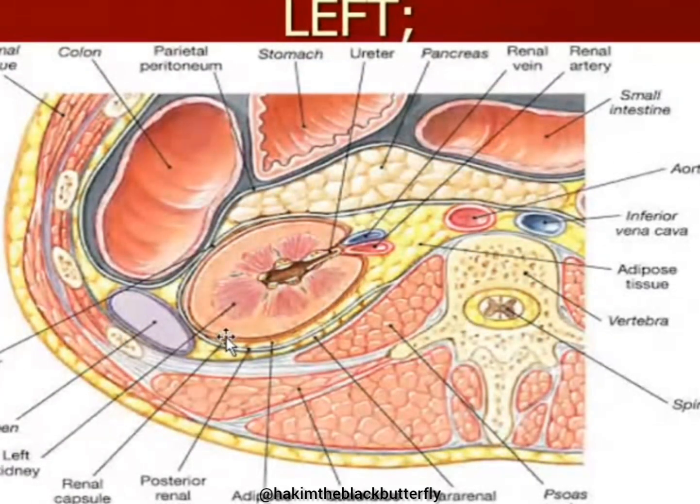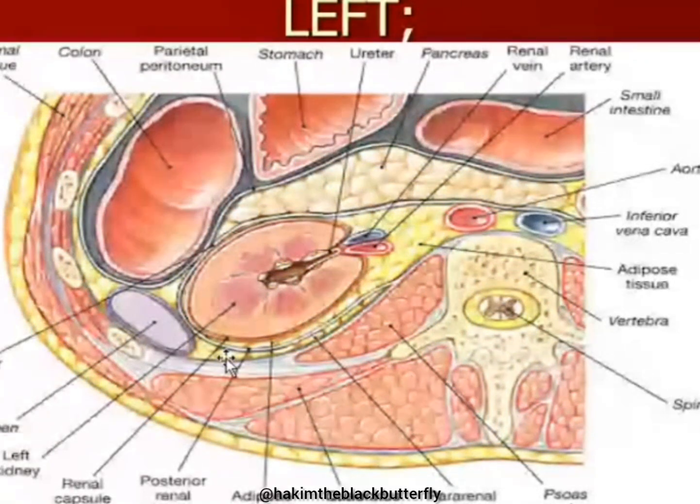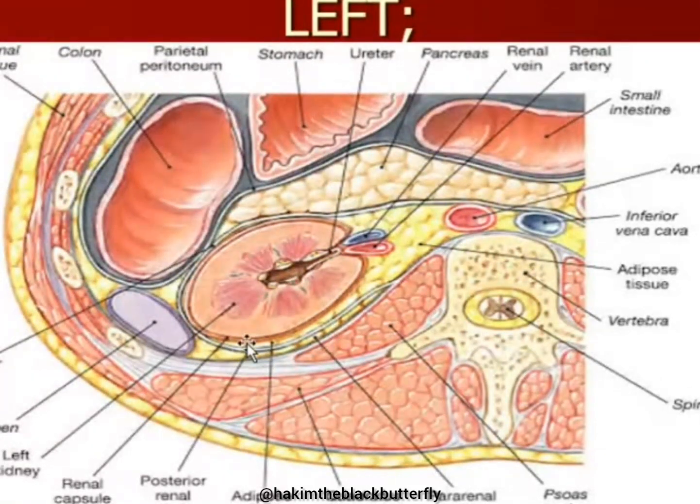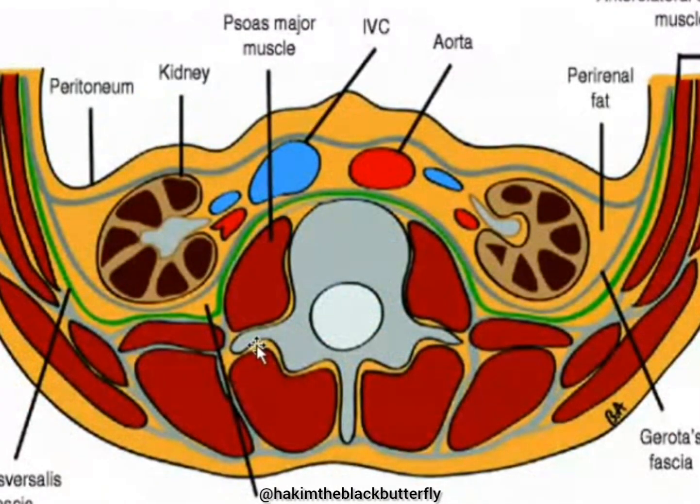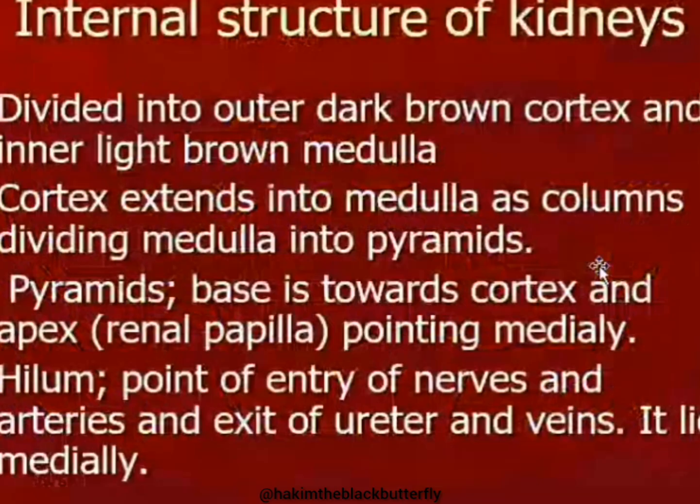You can see the renal capsule, the perirenal fat, the renal fascia, and the pararenal fat. These are the protective layers around the kidneys, and they absorb shock. The renal capsule, the perirenal fat, the renal fascia, and the pararenal fat layer on both kidneys.